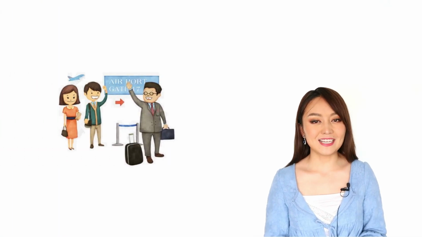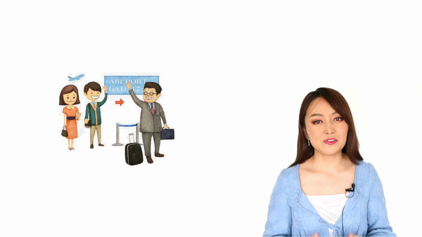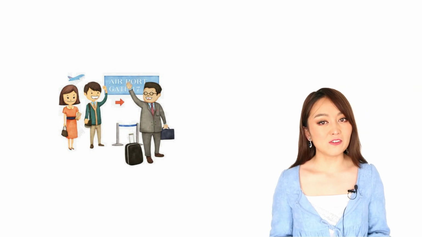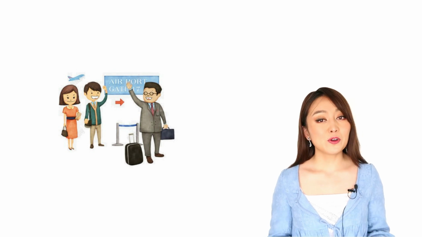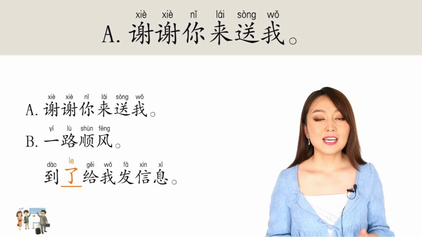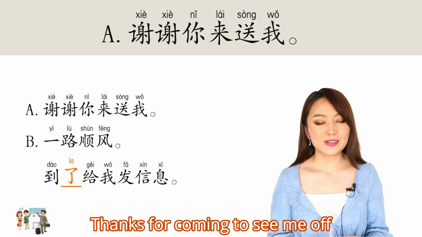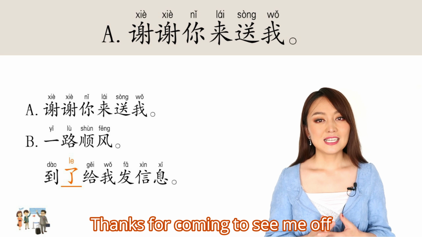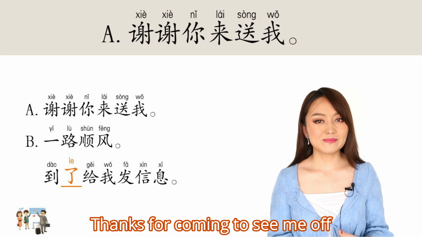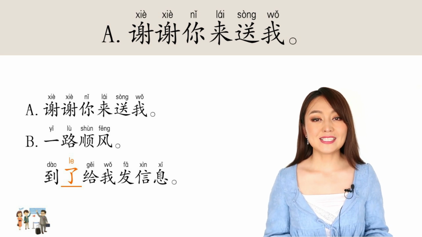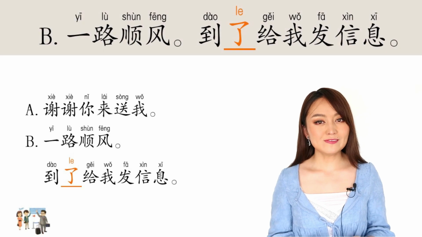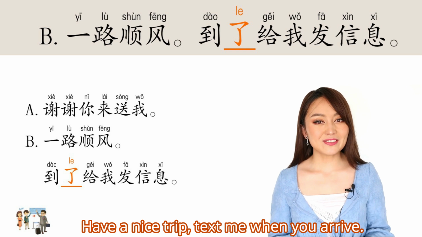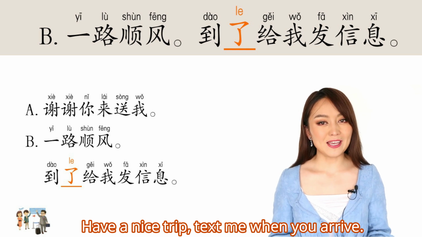Okay, next context. I'm sure everyone is very familiar with this. Let's say you're going to see a friend off at the airport. Before you separate, your friend says, 谢谢你来送我. Thanks for coming to see me off. And you say, 一路顺风。到了给我发信息。Have a nice trip. Text me when you arrive.